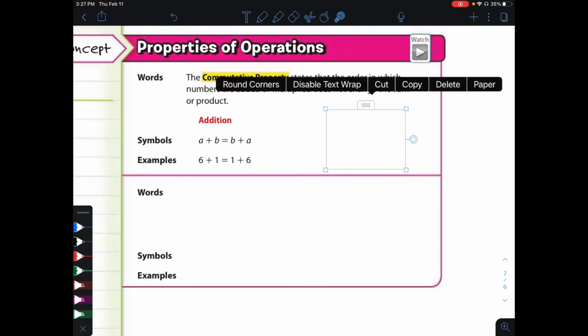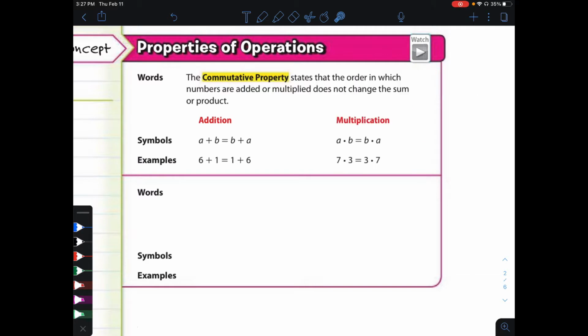It's the same thing with multiplication. In symbols, we can say that a times b is the same as b times a. And if we take a look at an example, 7 times 3 will always be 3 times 7. So the product of 7 times 3 is 21. The product of 3 times 7 is also 21. So if we change the order of the factors, the product will still be the same. In addition, if we change the order of the addends, the sum will still be the same.